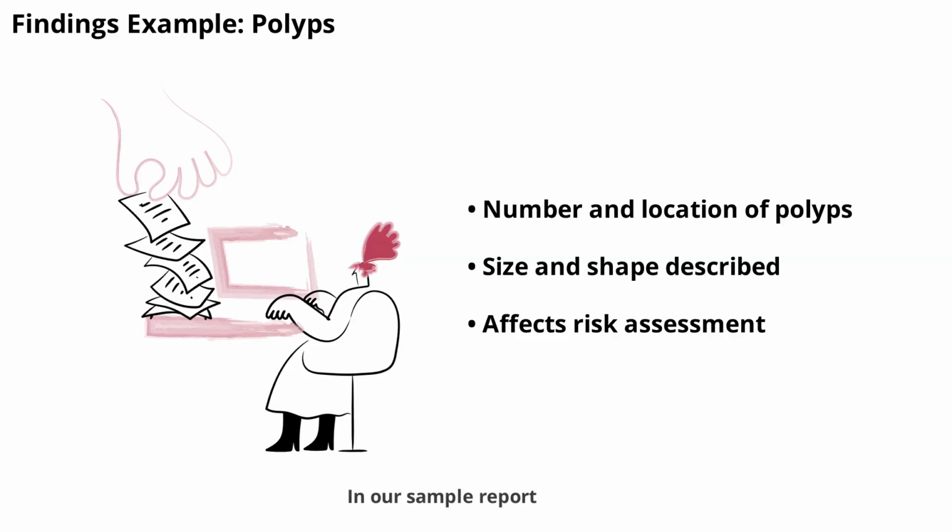In our sample report, the findings section notes 2 polyps found in the sigmoid colon. It may describe their size, shape, and appearance. For example, 5 mm sessile polyp means a small, flat growth. These details help determine the risk and need for follow-up.